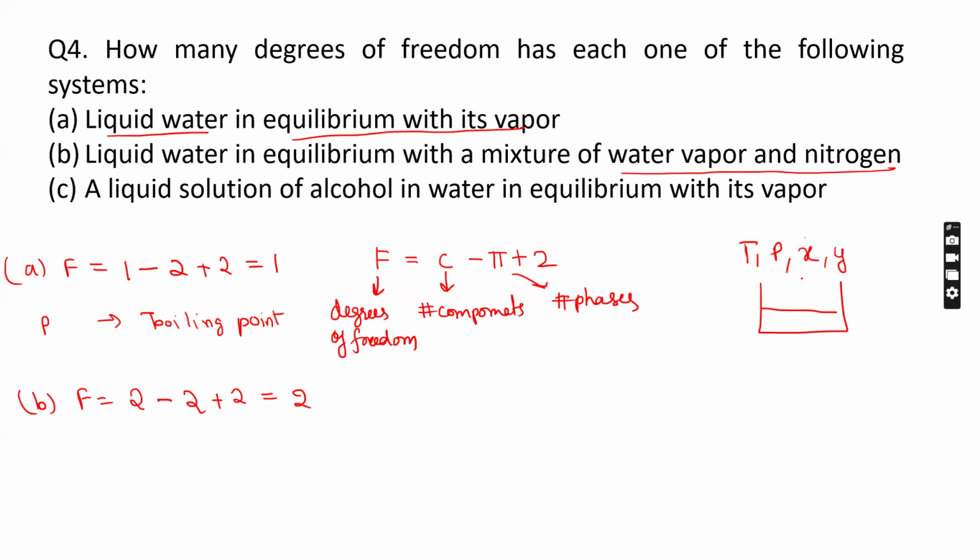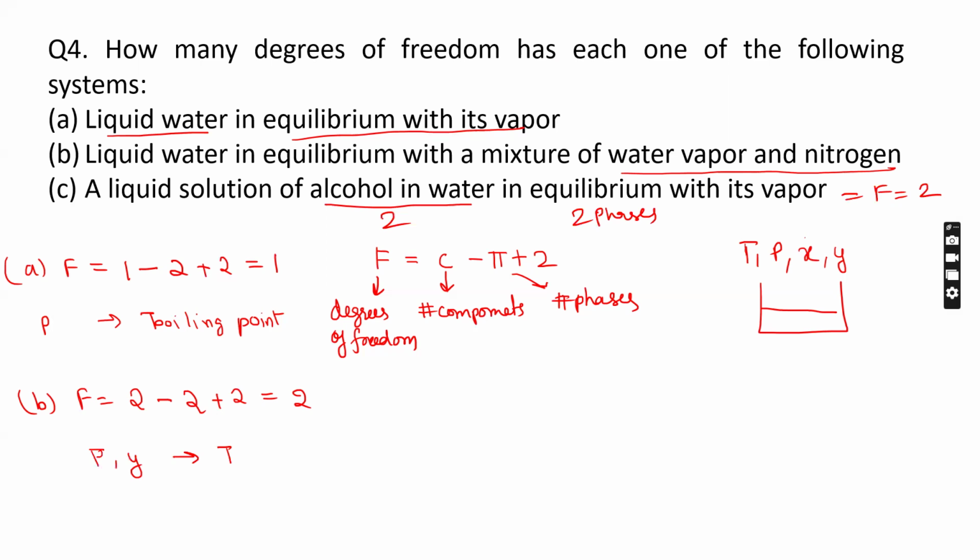Why? Nitrogen can also be soluble in water, then you will also have X and Y like that, okay? So if you know P and Y, then you can say the boiling point, T, at the equilibrium point. And similarly, for the liquid solution of alcohol in water, here also you have two components in equilibrium with its vapor, and two phases. Here also F is equal to 2. Okay, I think it's clear here.